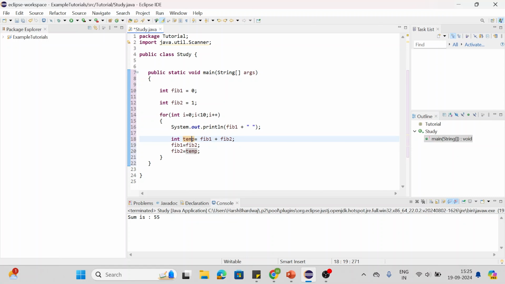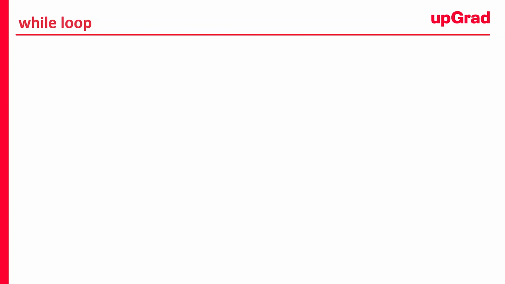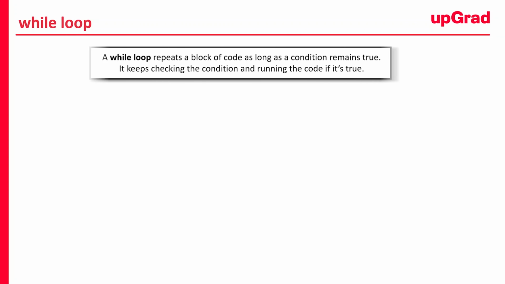So let's understand the while loop. A while loop is just another way to repeat a block of code multiple times. But instead of running a set number of times like in a for loop, it keeps running as long as a condition is true. Think of it as giving the computer a rule to follow. Keep doing this task as long as the condition is met.